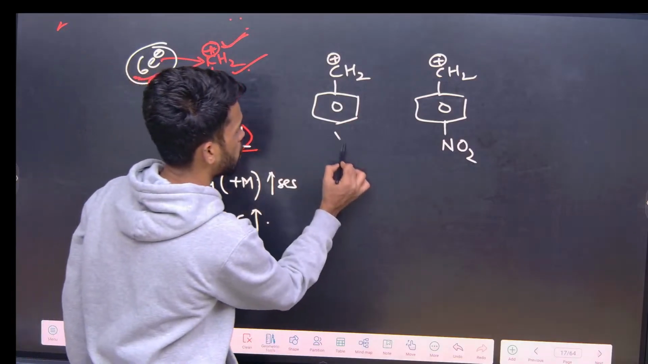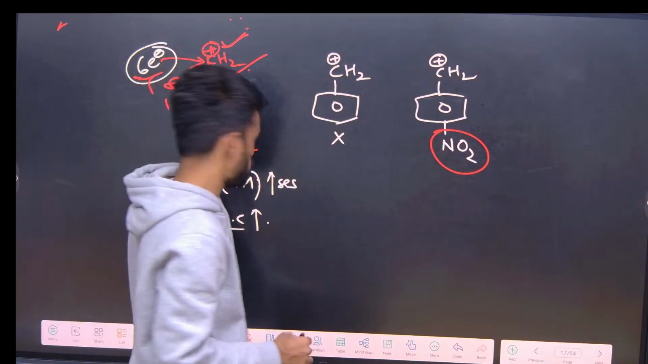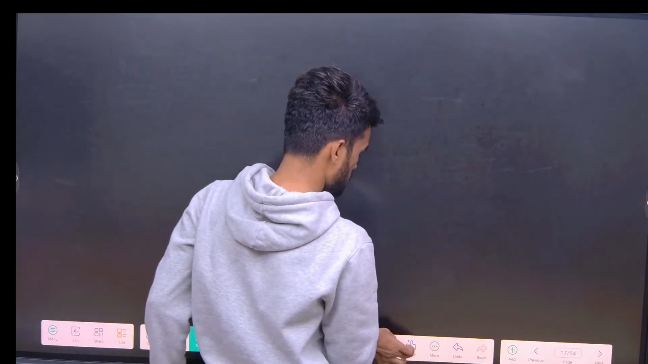Now here we do not have any groups, but here you have an electron withdrawing group. Nitro group is an electron withdrawing group now. So what is the structure it has?